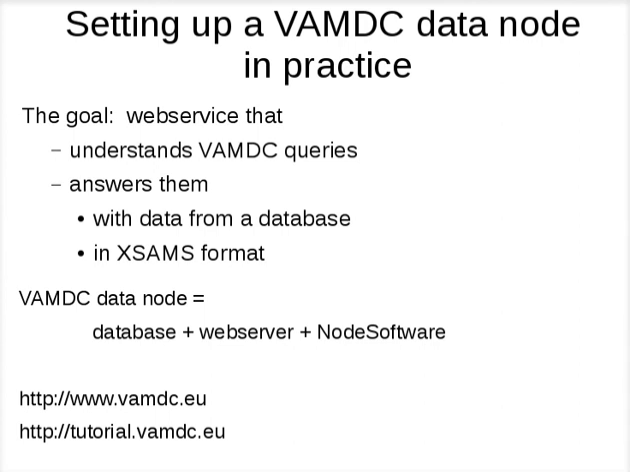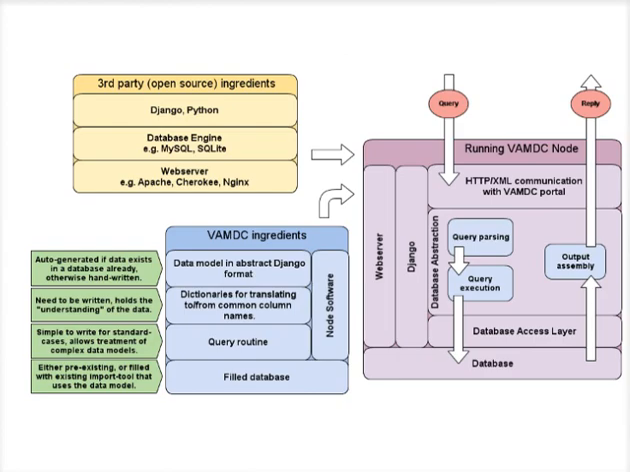So the goal, as I said, is to set up a data node, which is basically a database that holds the raw data, and a web server on top of that that uses the node software to understand the queries and to provide the output format. So in more detail, if you look on the right-hand side first, if a query comes in, the running node, which is this violet box here, first of all has to parse it and then run it on the database. And then the output needs to be assembled and the reply sent back to the user.